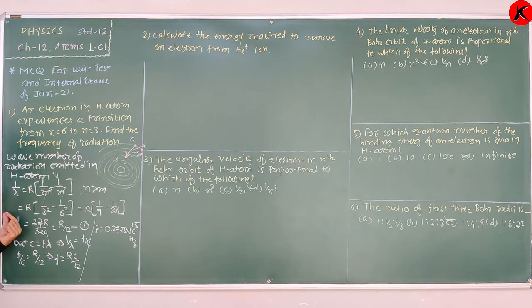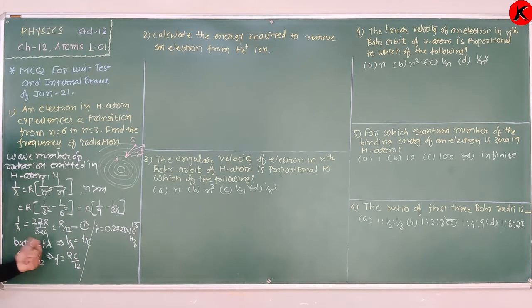Therefore, our 6 is n and 3 is m. Therefore, 1 upon lambda is equal to R into 1 upon 3 square minus 1 upon 6 square. On simplification, R into 1 upon 9 minus 1 upon 36. Therefore, 27 R upon 324, that means R upon 12. That is the wavelength. But we require the frequency of the radiation emitted.